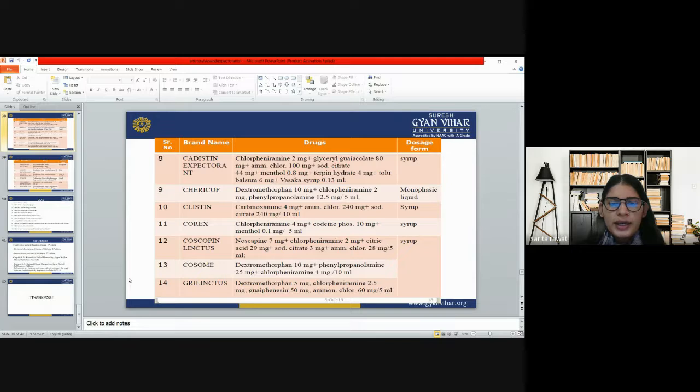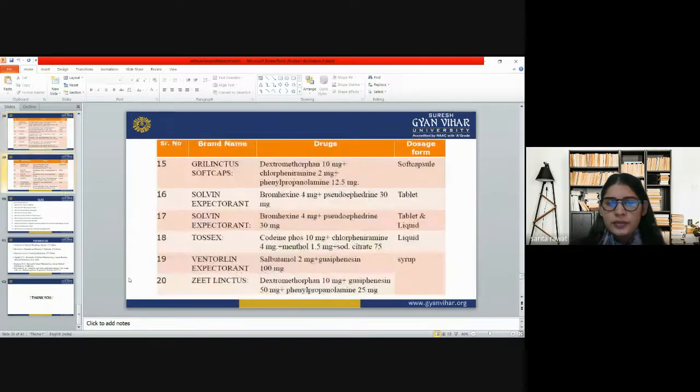Then we have Glyntus also. It is very well known, we can say. It includes dextromethorphan 5 mg, chlorpheniramine 2.5 mg, guaifenesin 50 mg, and ammonium chloride 60 mg.